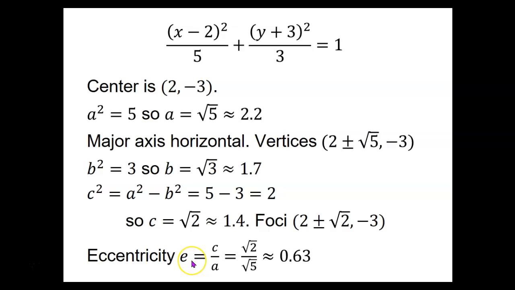And the eccentricity, e equals c over a. Here that would be the square root of 2 divided by the square root of 5, which is approximately 0.63.